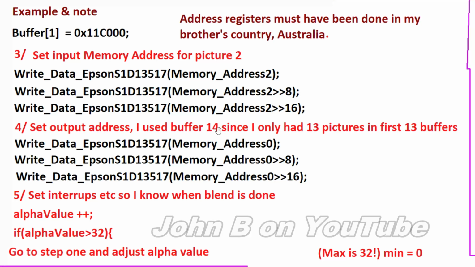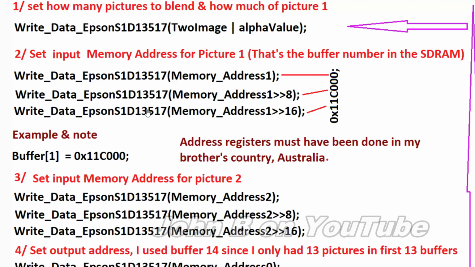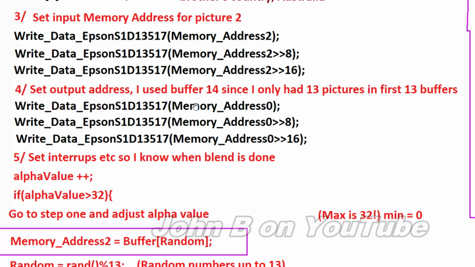Then you set the output address. Since I've got 13 pictures, buffer 14 was empty, so I chose to set the output address to buffer 14, and the address is defined earlier here. One noteworthy point: this register then automatically increments, and the next register, if you don't specify one, is the register for this memory address 1, for the input. Then that register, then that register, then this, then this, then this, then the output registers.